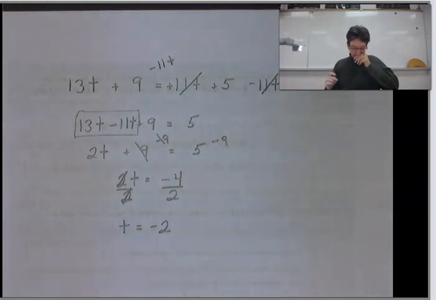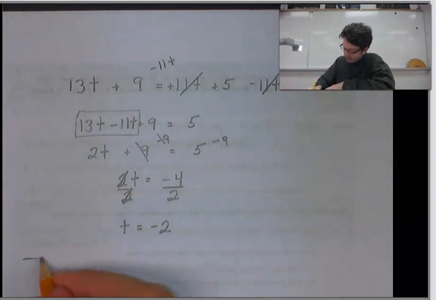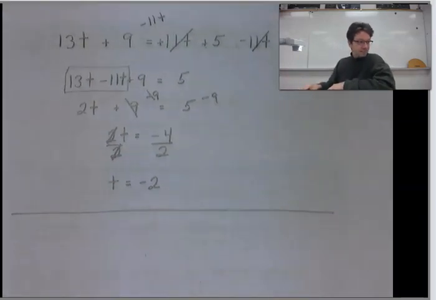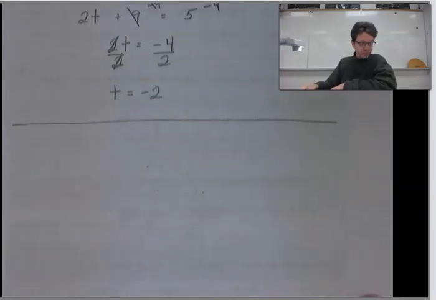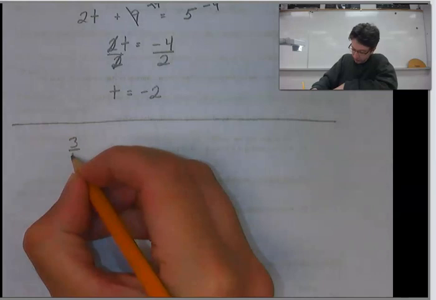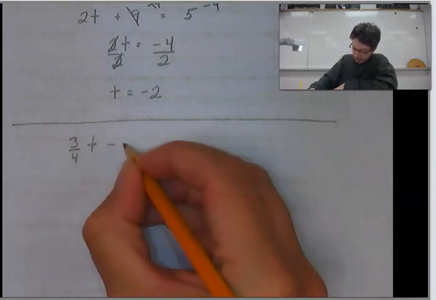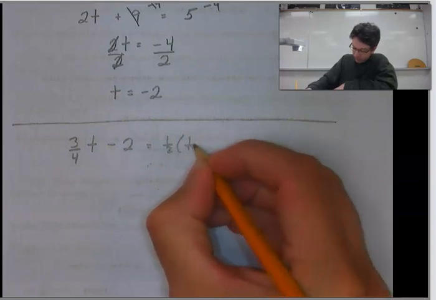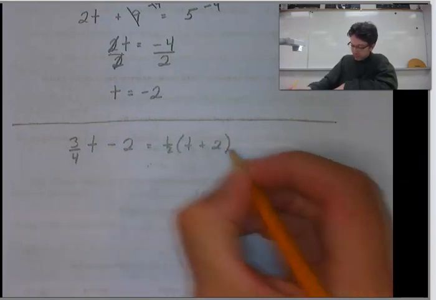Okay, I'm going to try another one because I have time. You know what? I'll do one with fractions. Everybody hates fractions. Let's do one with fractions. About 3 over 4t minus 2 equals a half t plus 2. All right, let's do this one.